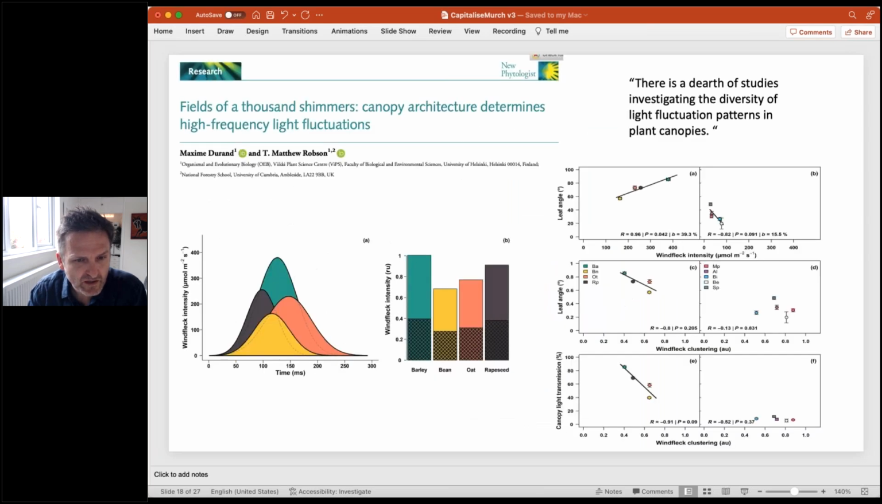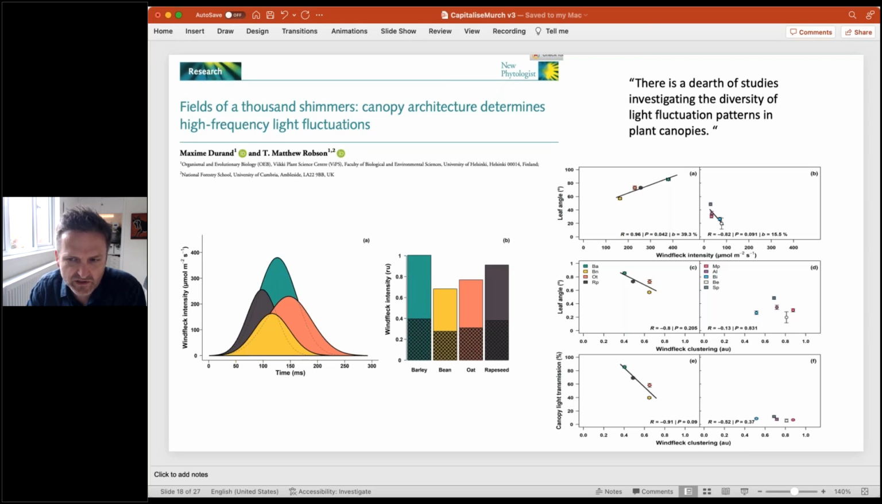And this is a very recent paper from Maxime and Matt Robson. And I just want to highlight it because it showed, when you compare trees and crops, that the varied architecture, even within those groups and also between those groups, determines how much light comes from sunflecks and windflecks. Trees are very different. They have higher numbers of lignified stems, which gives something of a higher resistance. So you tend to get a greater amplitude of movement.